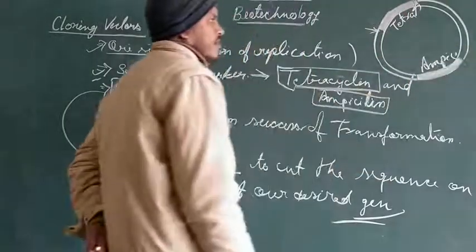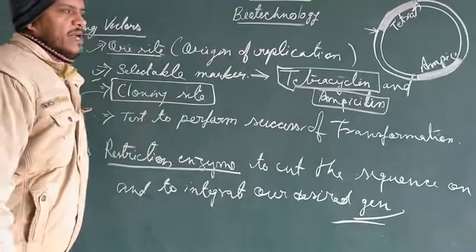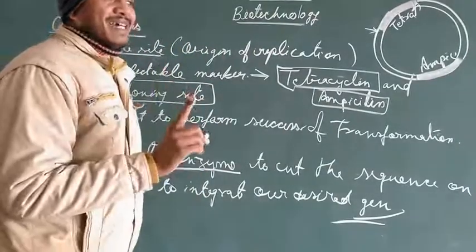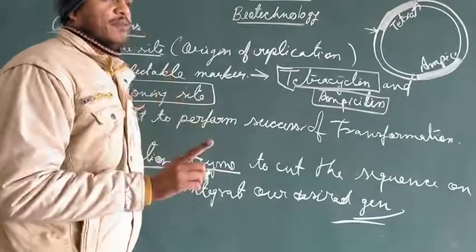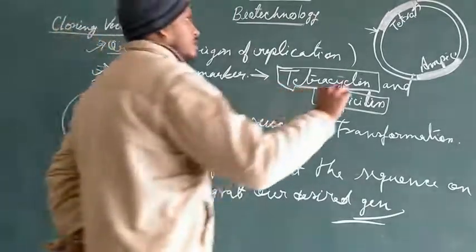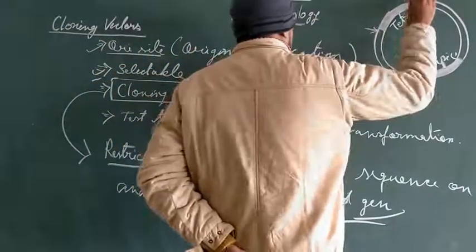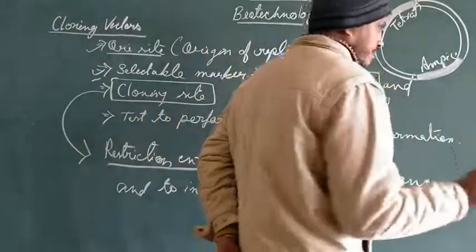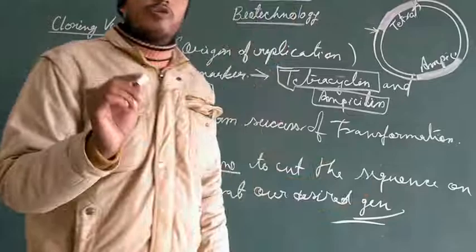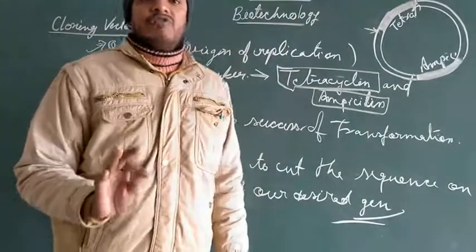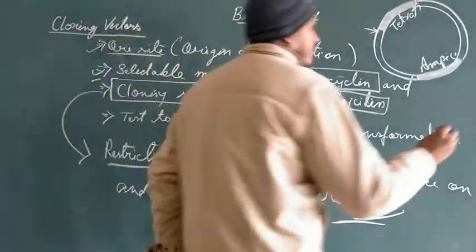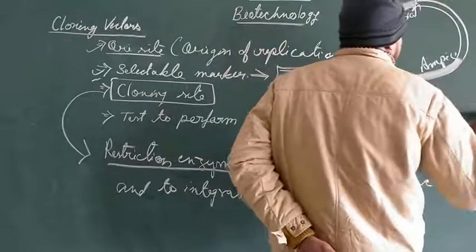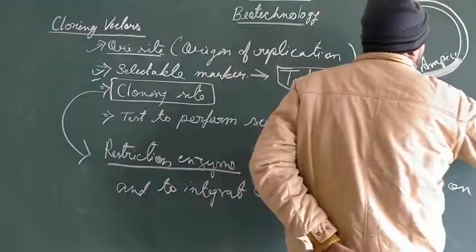Okay, that one for ampicillin. So what will happen? Suppose that we use a single restriction enzyme, or the same type of restriction enzyme, to cut the plasmid, and also to withdraw or cut our desired gene. I mean to say that we have to obtain a desired gene from another organism.